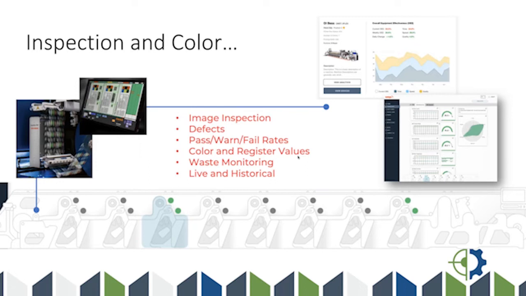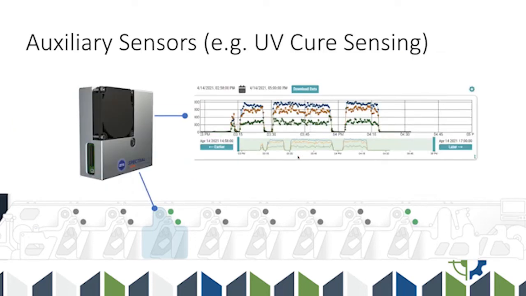Inspection systems, color systems, so we can essentially merge in information from image inspection, the defect rates, be able to monitor that, put that data together with other data happening on press. So it's speed, and the other example of your UV power that's being applied to the process. We can look at waste, we can look at both, and again, both live and historical.